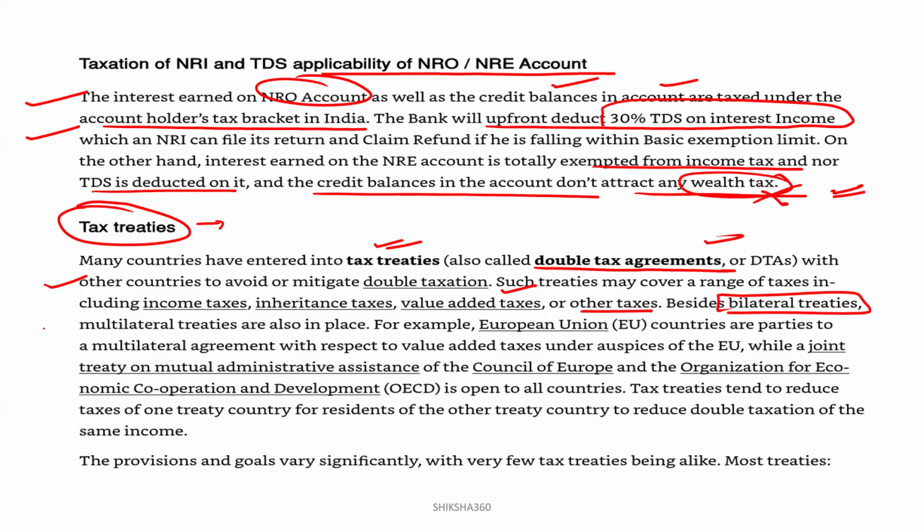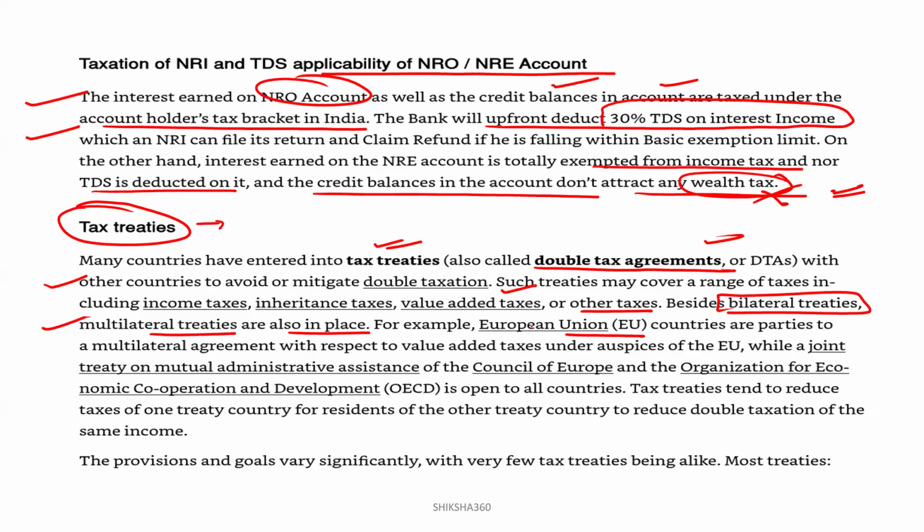bilateral agreements, multilateral treaties are also in place. For example, European Union countries are parties to a multilateral agreement with respect to value-added taxes under the EU, European Union, while a joint treaty on mutual administrative assistance of the Council of Europe and the Organisation for Economic Cooperation and Development, that is OECD, is open to all countries.